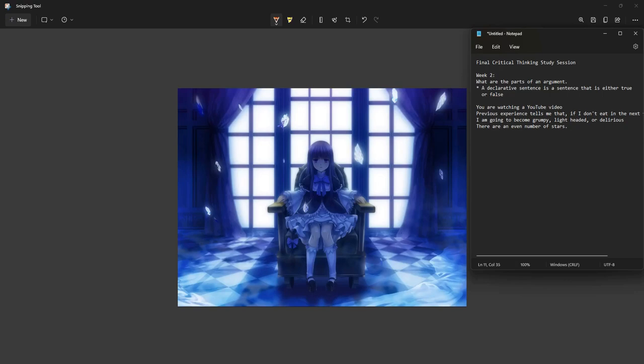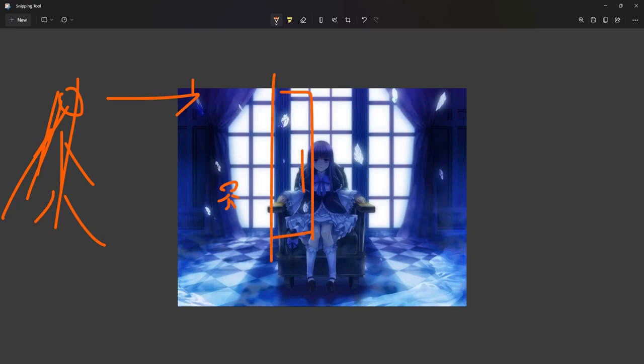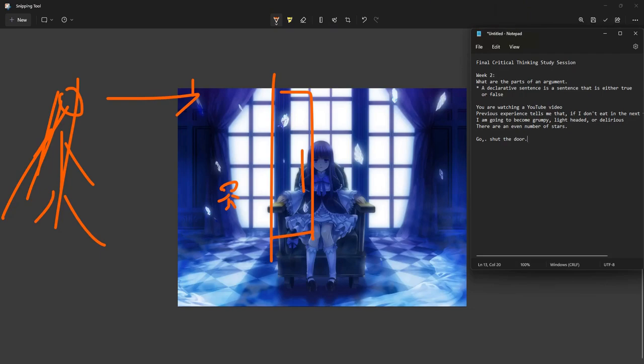Now let's get some examples of a non-declarative sentence. Non-declarative sentences include something along the lines of, go shut the door! I'm just imagining someone's mother saying that to a young kid, and the kid has to shut a door that is way too big because it's completely open. Why did I draw that? Okay, and the other one is boop, insert sports team name here. Those are some examples of non-declarative sentences. Now that we know that much, let us continue.